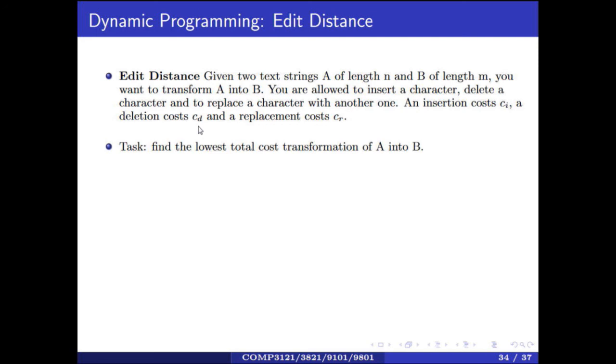So two words are similar if it takes very few operations. If all costs, for deletion, for replacement, and for insertion, are just one, then this is how, when you misspell a word, a spell checker suggests what word you should replace it with, right? The one that is closest in the sense of edit distance.